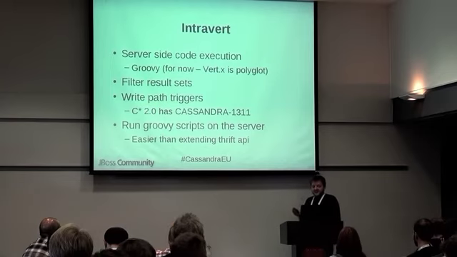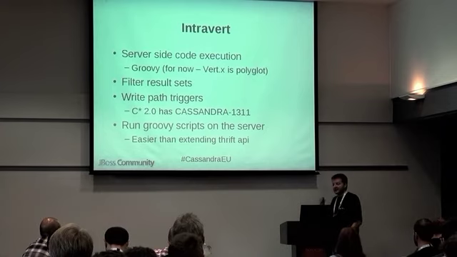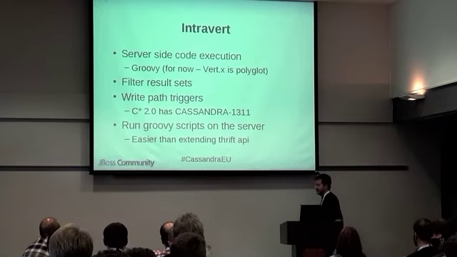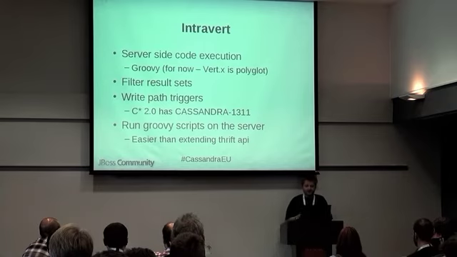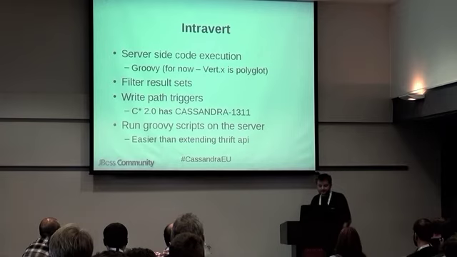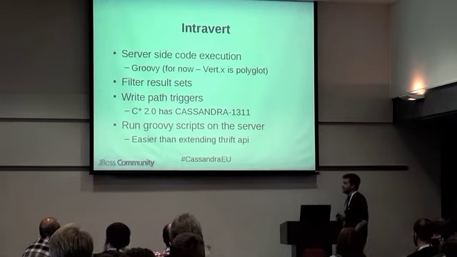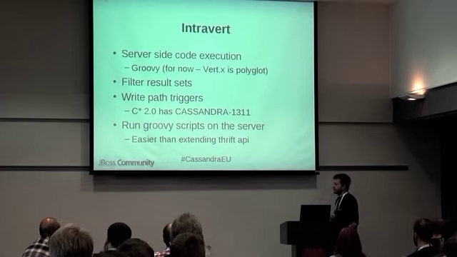You can also effectively extend Intravert if you're willing to hack it a little bit, to add extra operations. So the basic operations it comes with are the ones you would expect from Cassandra, gets and puts, and a few new ones to chain result sets and do triggers. But you can also arbitrarily extend it with your own logic if you wish. And doing that in Intravert is a lot easier than the way you had to do it in the old days in Cassandra, which was to extend the Thrift API.